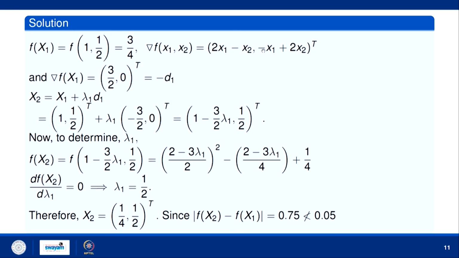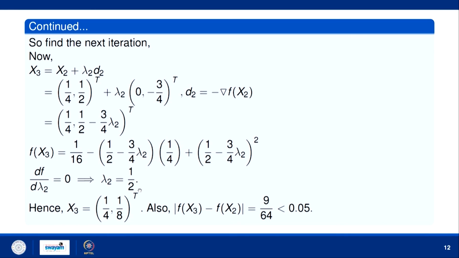Gradient of f we have already computed. So you have to find gradient of f at x2, where x1 is 1 by 4 and x2 is 1 by 2, and find out gradient of f at this point. So we will obtain this. Now, again we substitute this x3 in the function and try to find the lambda 2 for which f is minimum, and after solving we again get lambda 2 as half.